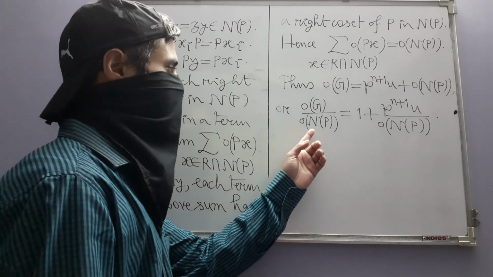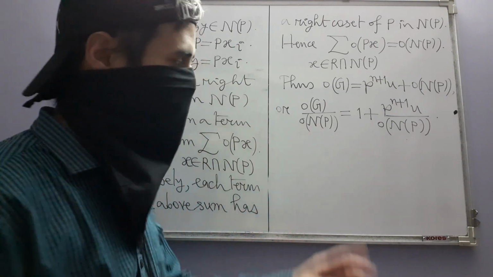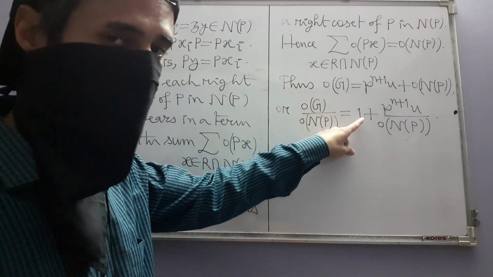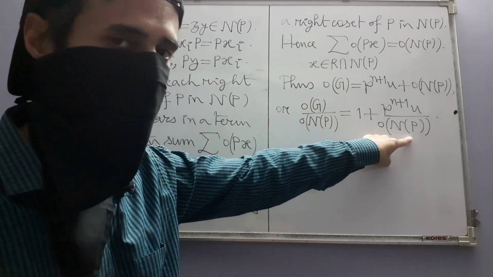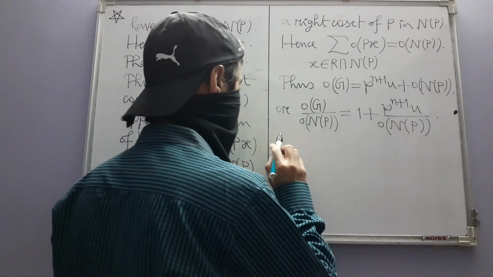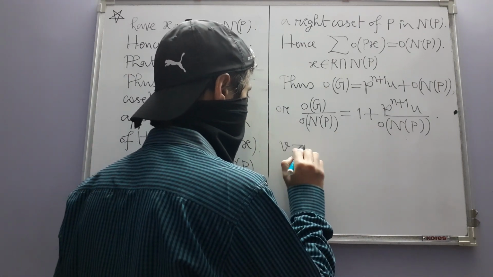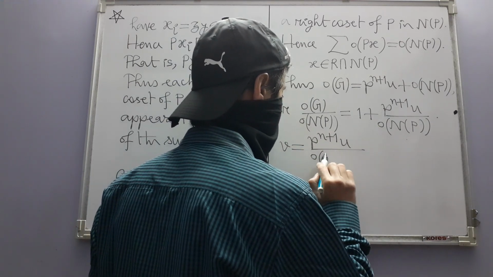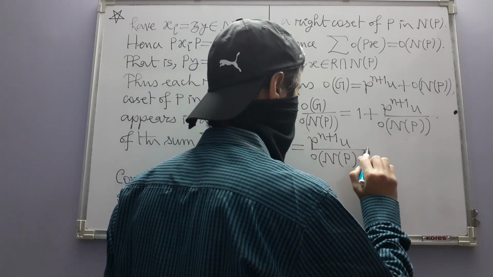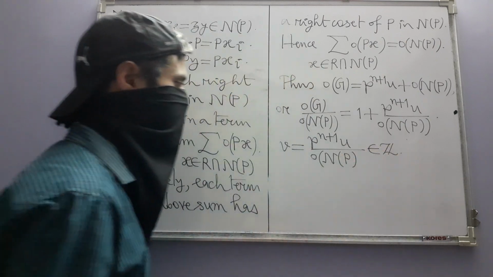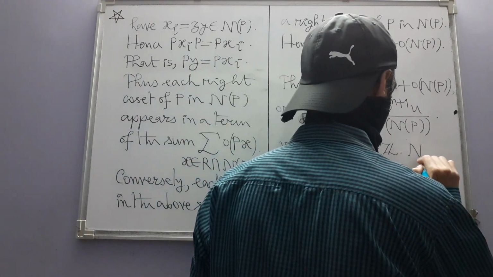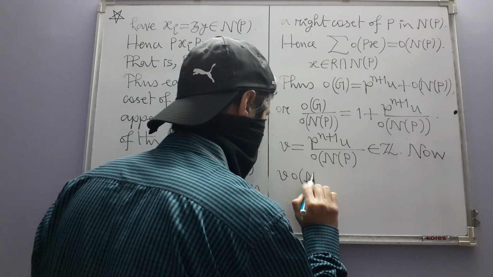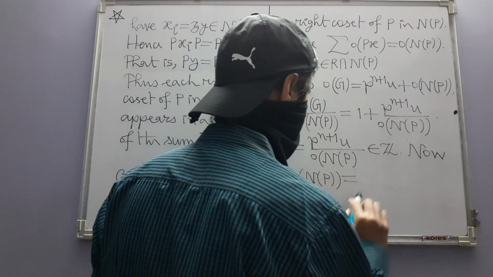Okay. Now by Lagrange's theorem, since we know that the normalizer is a subgroup, this divides this. So this is an integer, and 1 already is an integer. So that means this has to be an integer as well. Let us give it some name. Say we call it V. This is also an integer. Now V times the order of the normalizer of P is equal to this.